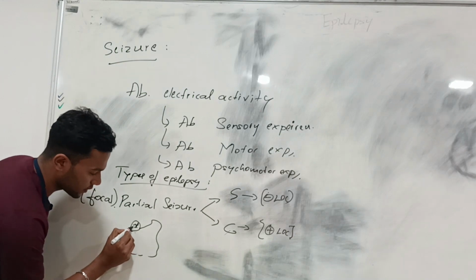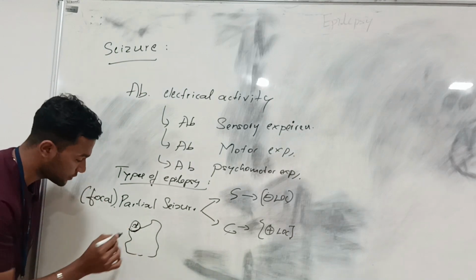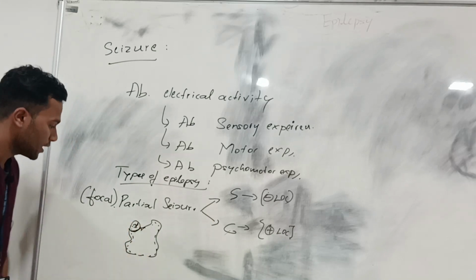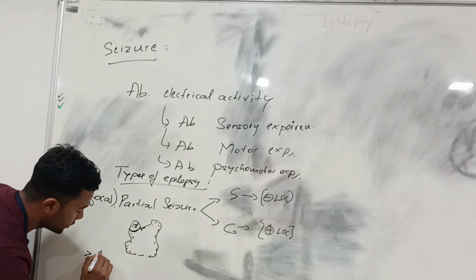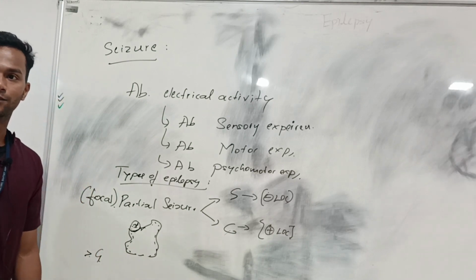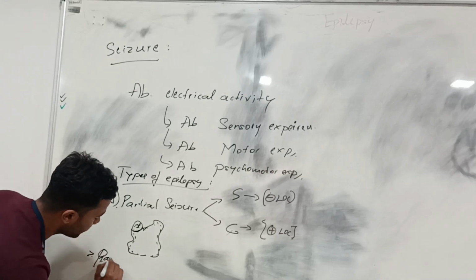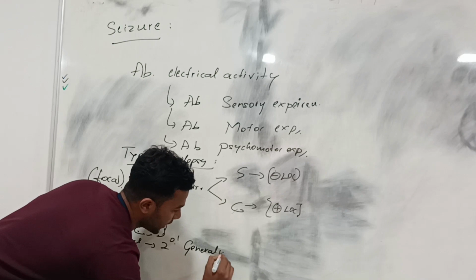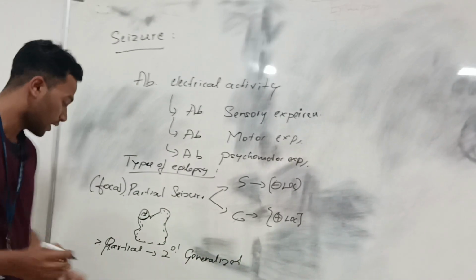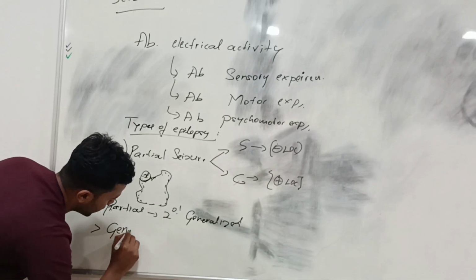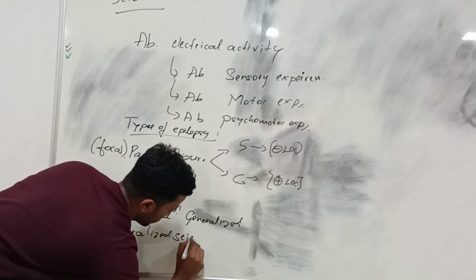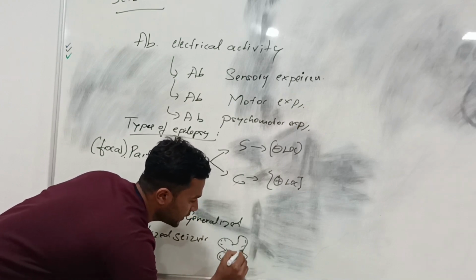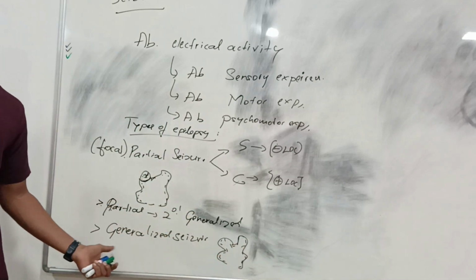When this focal seizure starts here, the abnormal discharge will start here, but it will spread throughout the cortex. That is generalized. So this type is secondarily generalized seizure: a partial seizure which will be secondarily generalized, so it becomes a generalized seizure. The other thing is generalized seizure, as you guys know about it. In this case, in the beginning itself, the abnormal discharge will be throughout the cortex of the brain.